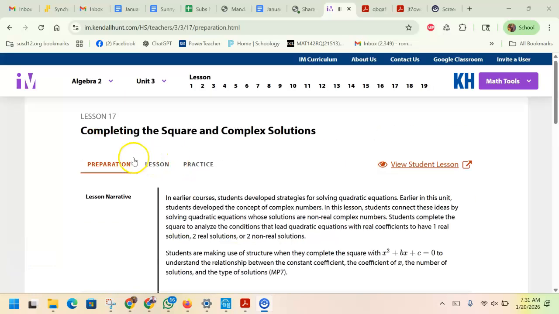So this is the lesson on completing the square and complex solutions. Sorry, this one. Let's do the 16 first.